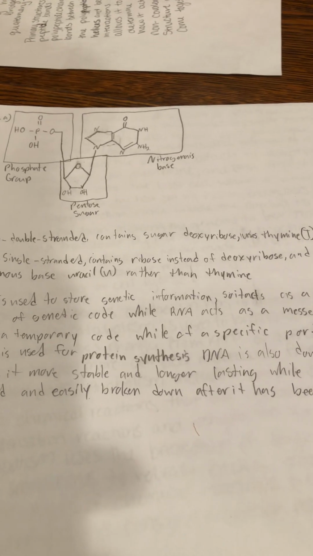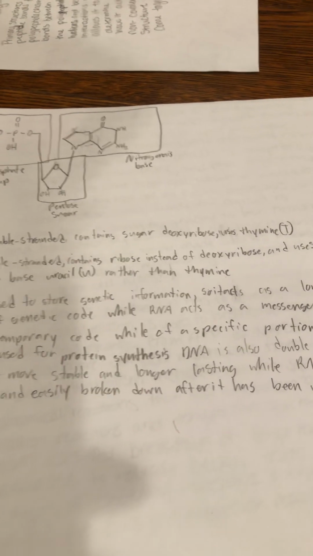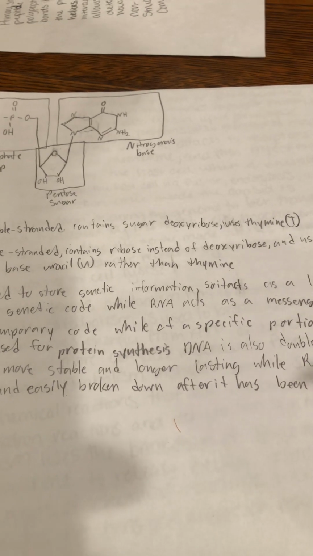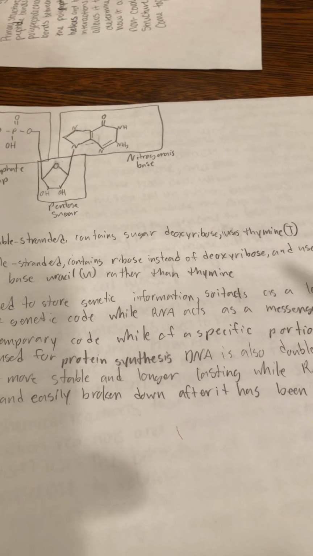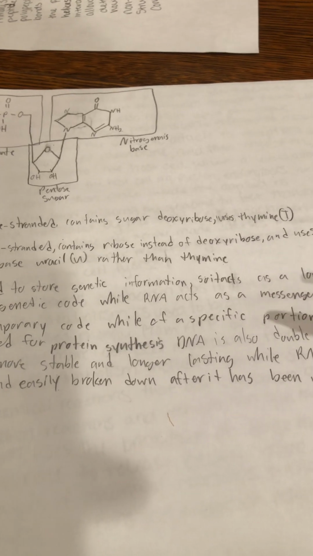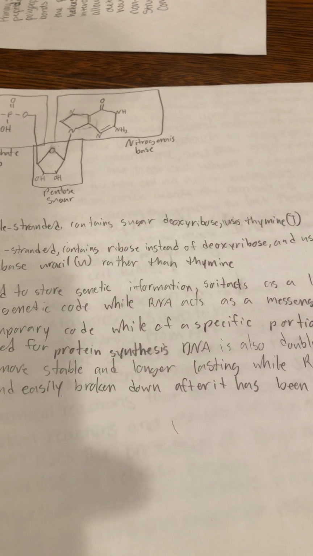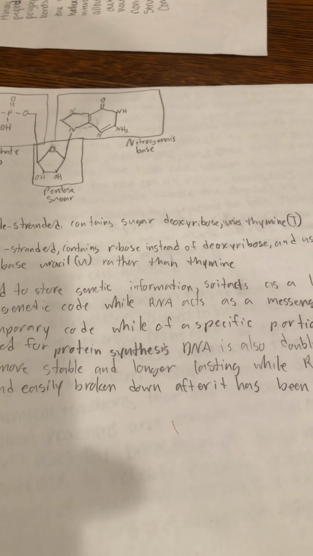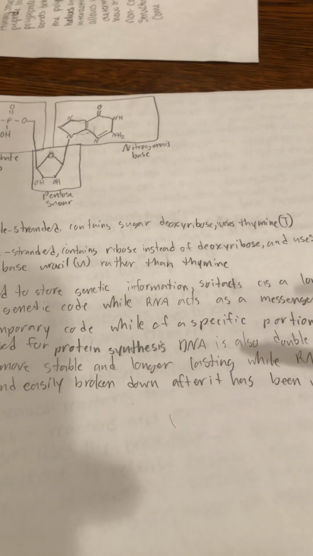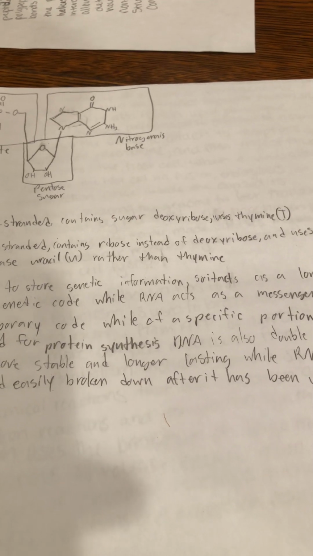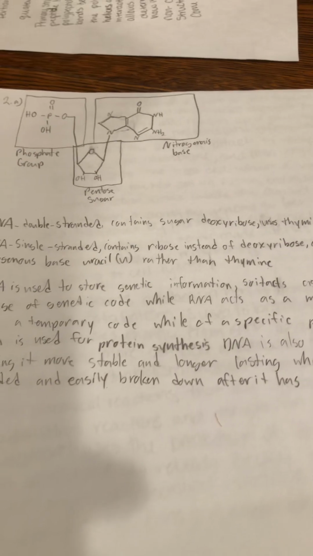DNA is used to store genetic information, so it acts as long-term storage of genetic code, while RNA acts as a messenger and is only a temporary code of a specific portion of DNA, which is used for protein synthesis. DNA is also double-stranded, making it more stable and longer-lasting, while RNA is single-stranded and easily broken down after it has been used.